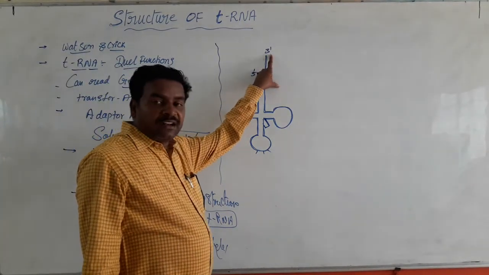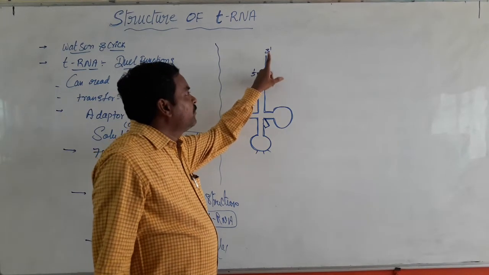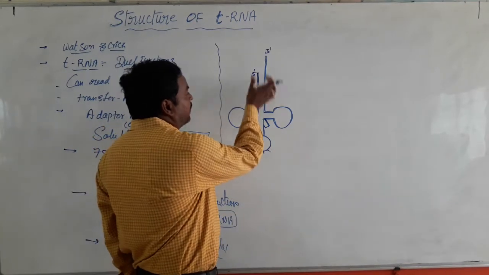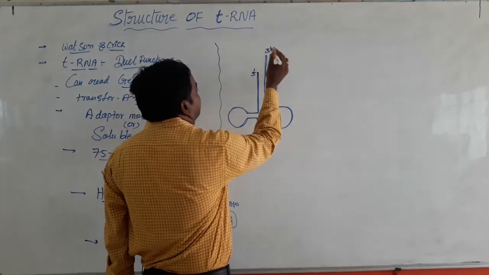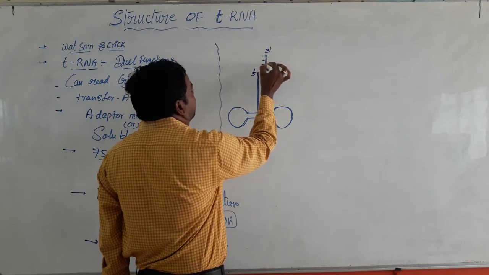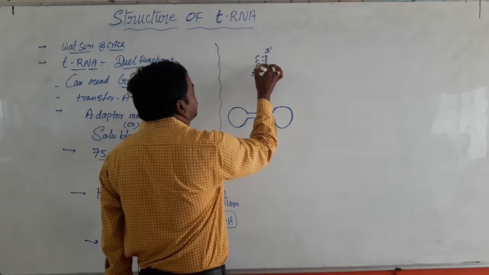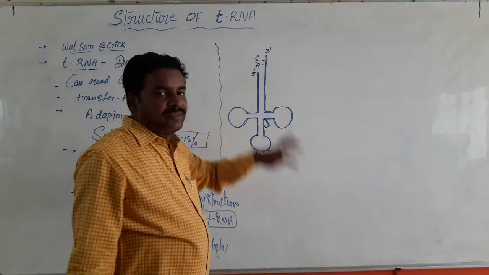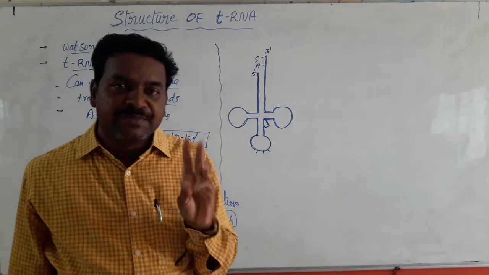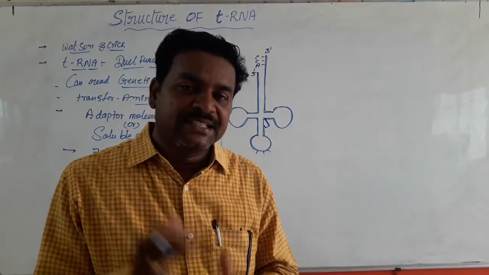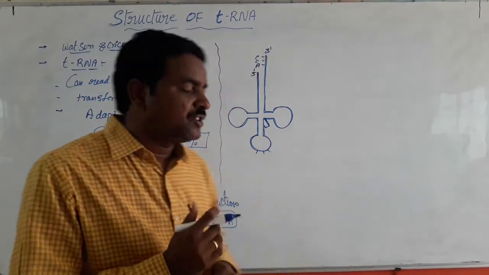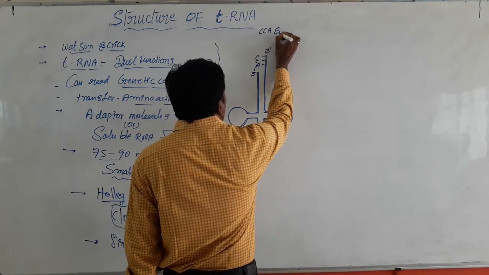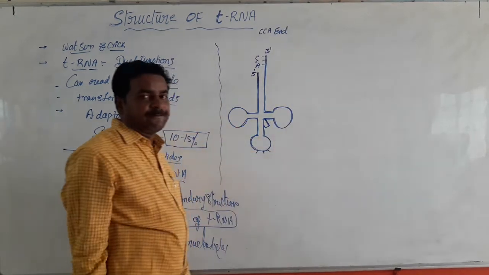Okay, the 5' and 3' regions of tRNA. This is the tail. The tail portion, that is the 3' region, is represented by 3 unpaired nitrogen bases, CCA. There are 3 unpaired nitrogen bases at the tail portion, that is at the 3' position. So this region is called the CCA end.